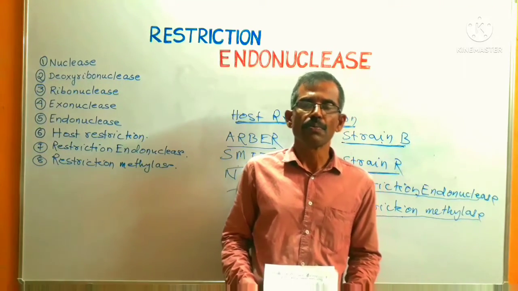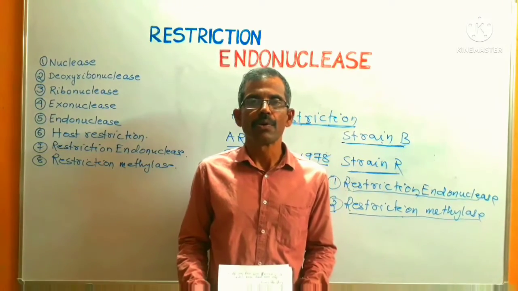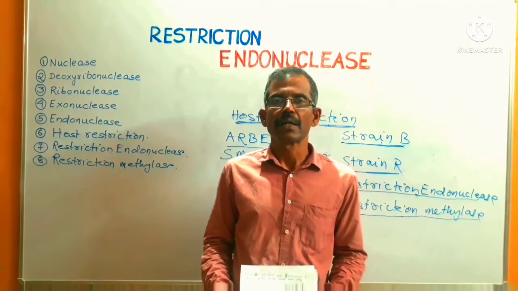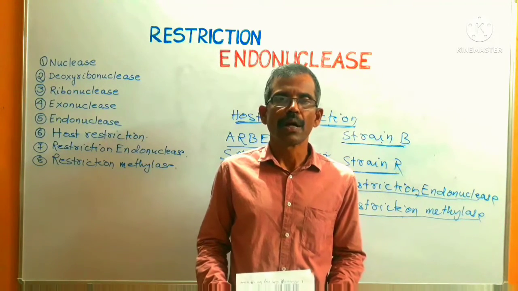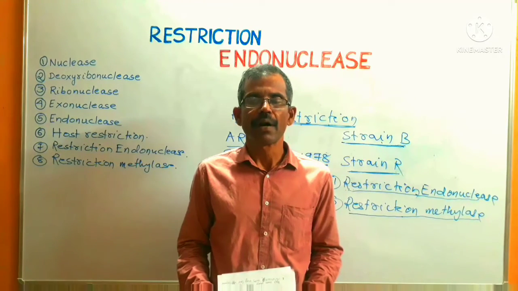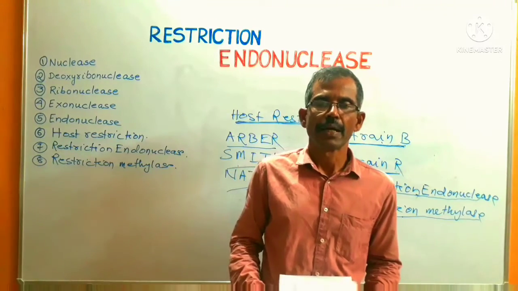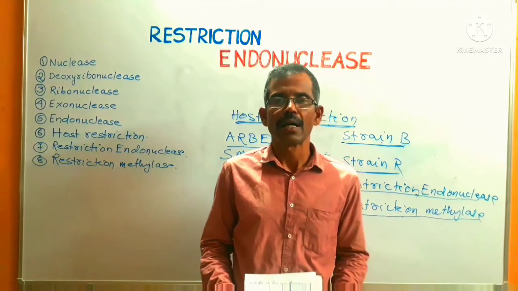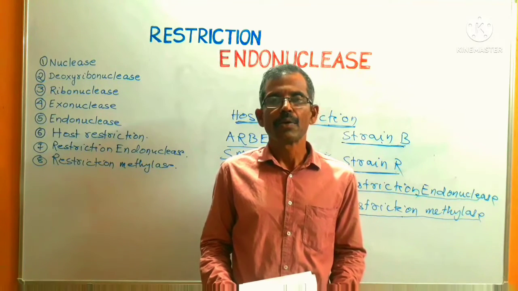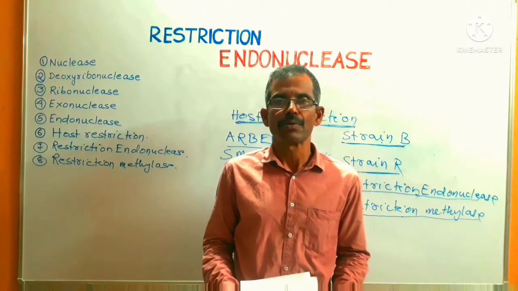Nucleases can also be categorized into exonuclease and endonuclease. An exonuclease is an enzyme that cleaves off nucleotides one at a time from the 3' end and 5' end of DNA and RNA chain. An endonuclease is an enzyme that produces internal cuts. That means endonucleases cleave internal phosphodiester bonds.